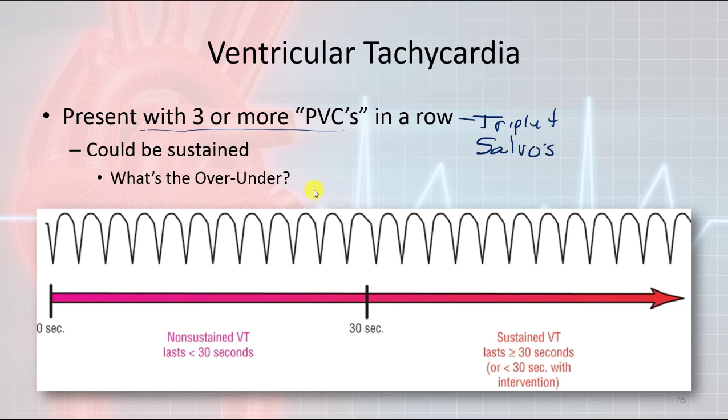What is considered sustained versus non-sustained? Depending on the text you read, sustained VTAC occurs if the VTAC lasts over 30 seconds. If it goes over 30 seconds, it is considered sustained. If it is under 30 seconds, it is considered non-sustained VTAC. This is primarily for documentation purposes. If you have a 25-second run of VTAC, you probably need to treat the patient the same way as you would if it was over 30 seconds.